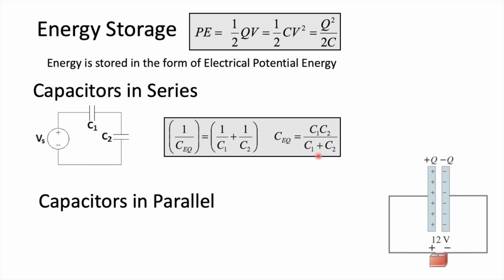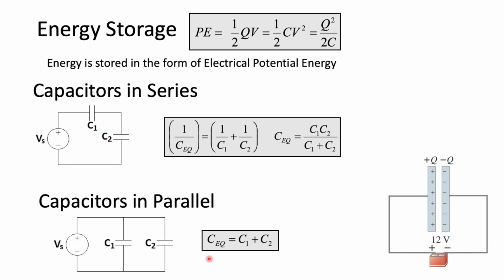And the other possible combination is when capacitors are placed in parallel to each other. So this would be the parallel combination. Again, that's the voltage source here. And in this combination, the equivalent capacitance of the system, C1, C2, I can add C3, C4, however many capacitors I have, the equivalent would be the algebraic sum, simply C1 plus C2.